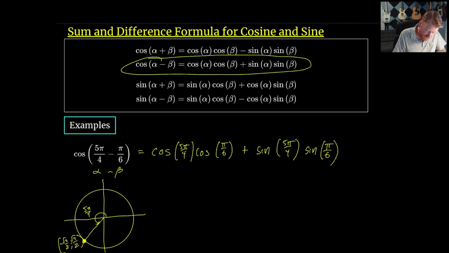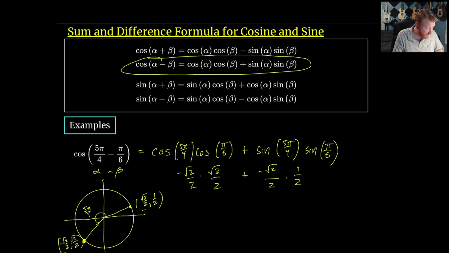And I'm also looking at pi over 6, which is this angle here. And this point is at the cosine is square root of 3 over 2. And the sine value is 1/2. So I like to just write these down explicitly, because now I can just go plug things in. The cosine of 5 pi over 4 is negative square root of 2 over 2. The cosine of pi over 6 is square root of 3 over 2. I want to add to that the sine of 5 pi over 4, which is negative square root of 2 over 2. And I want to multiply that by the sine of pi over 6, which is 1/2.